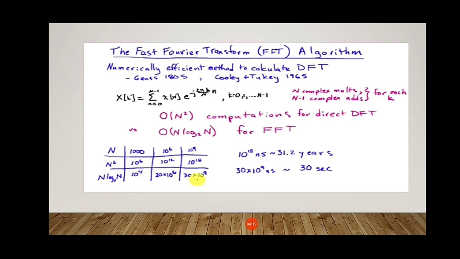Let us consider that for each computation 1 nanosecond is required. So for 10 to the power 18 computations we will need 10 to the power 18 nanoseconds, and for 30 into 10 to the power 9 computations we will need 30 into 10 to the power 9 nanoseconds. Now 10 to the power 18 nanoseconds is approximately 31.2 years, whereas 30 into 10 to the power 9 nanoseconds is approximately 30 seconds. The difference is quite visible when N increases or N is a higher number.